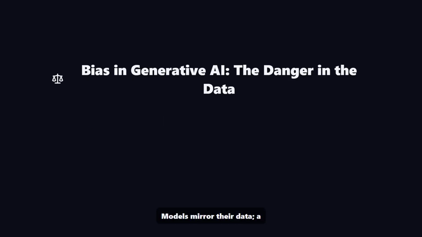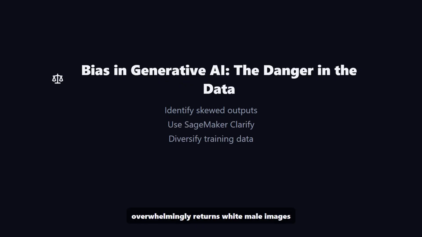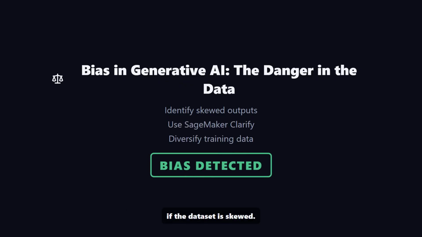Models mirror their data. A Stable Diffusion prompt for CEO overwhelmingly returns white male images if the dataset is skewed. Fix it. Use SageMaker Clarify to surface bias, then diversify data and evaluate fairness. This is exactly the kind of real-world risk the AIF-C01 expects you to spot.